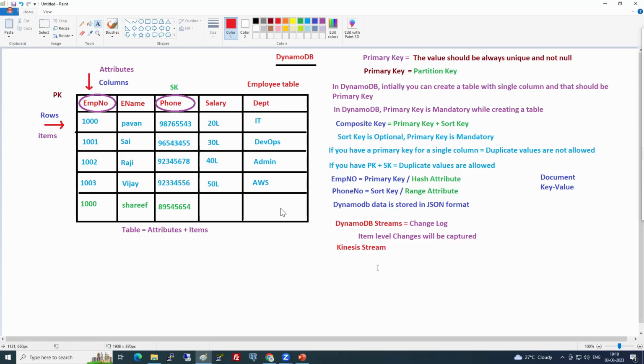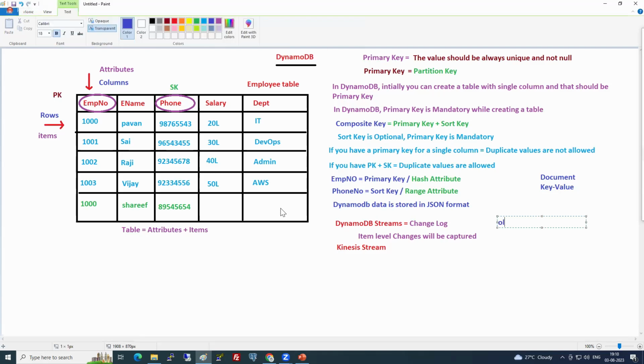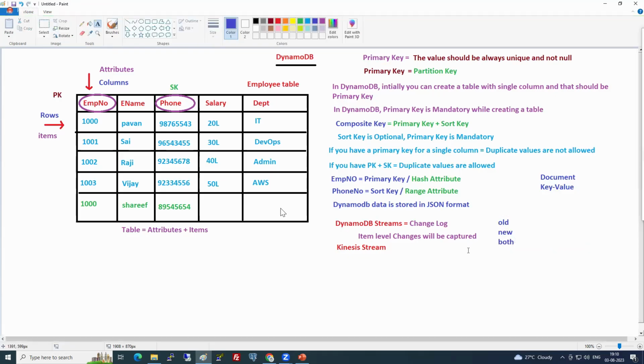So you can use Kinesis Streams also to capture the item level configurations. It will capture either your old value, new value, or both values, based on your configuration. You understood what streams are? Okay.